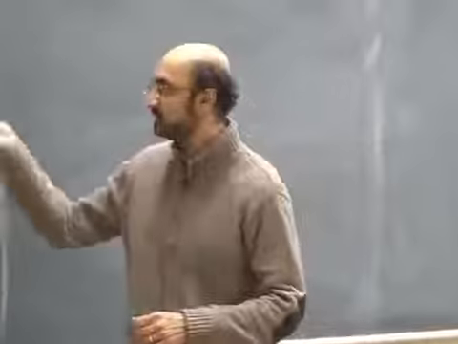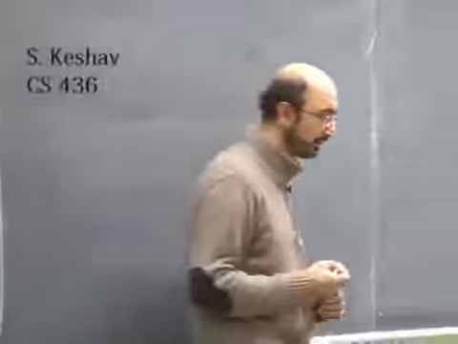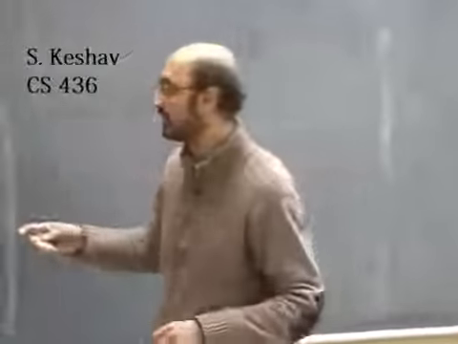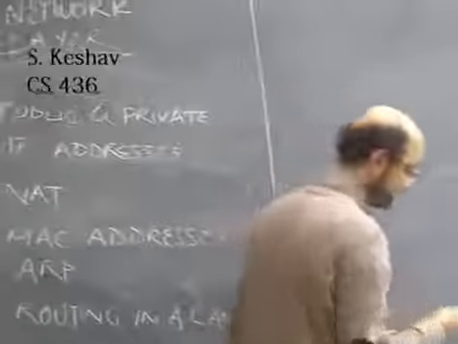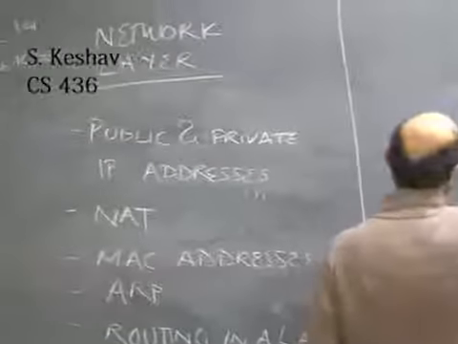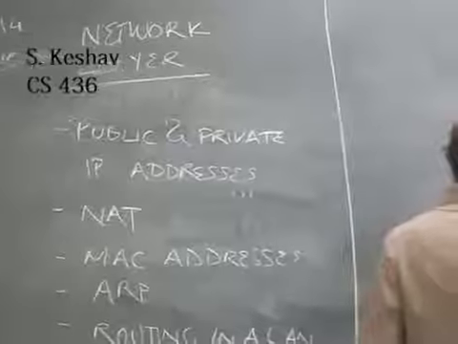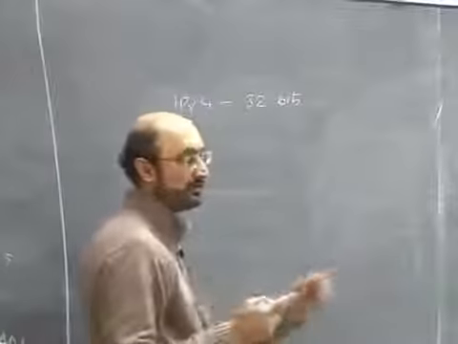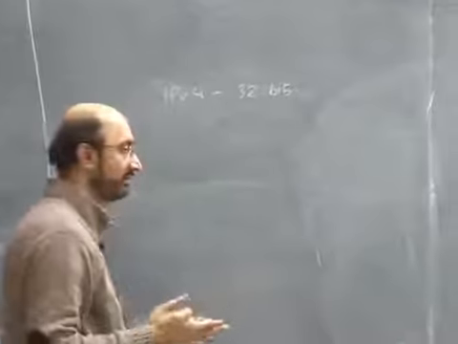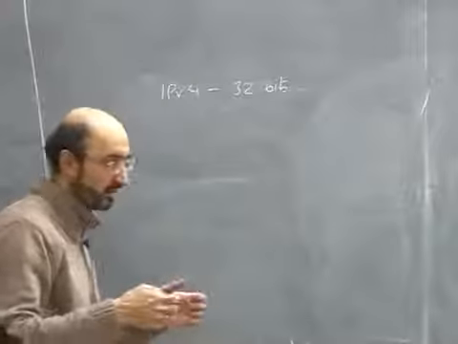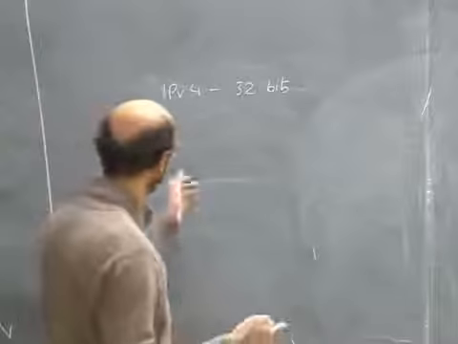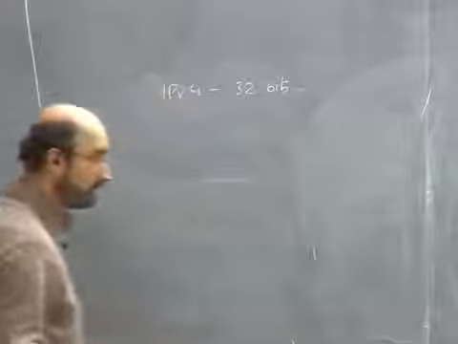Okay, I'm going to start with something you probably know about and you've seen before, which is this issue of public and private IP addresses. So the IPv4 address space is 32 bits. And we already know that it can be broken up using this slash notation to chunks, /8 or /16 or /20 or whatever, which are aggregate chunks.